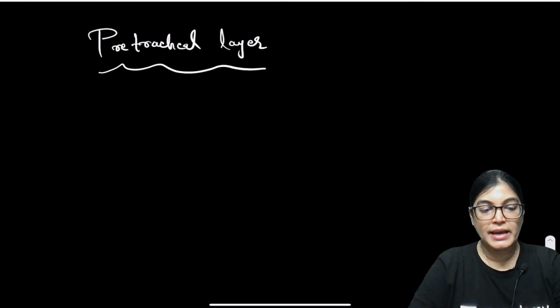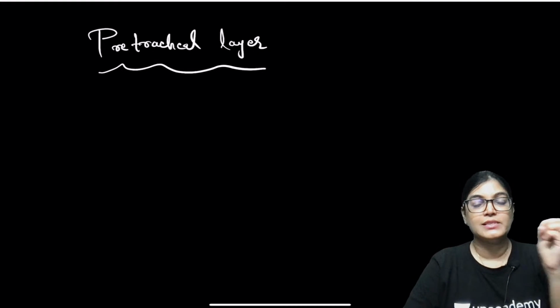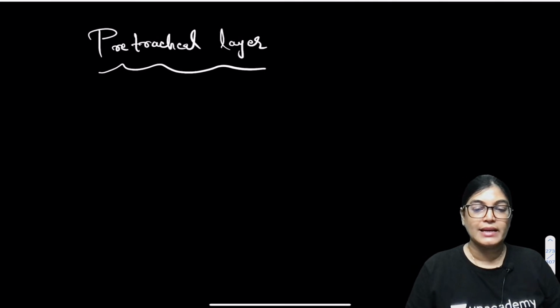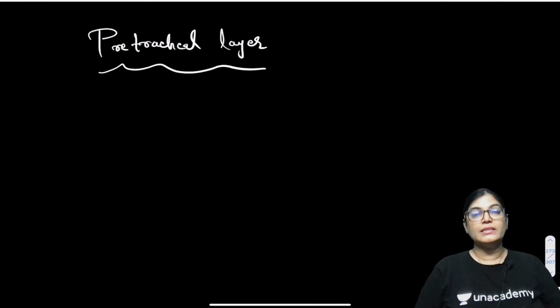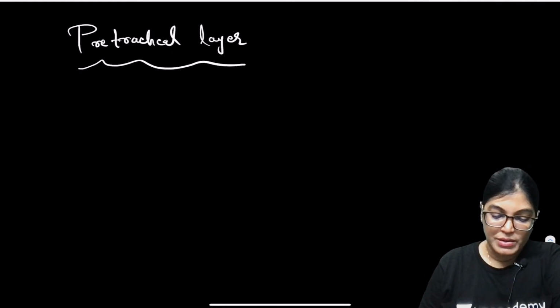The pre-tracheal layer also arises from the investing layer of deep cervical fascia, and it covers the sides and the front of the trachea. It splits to enclose a gland, that is the thyroid gland, and from there it is attached to the arch of the cricoid cartilage.